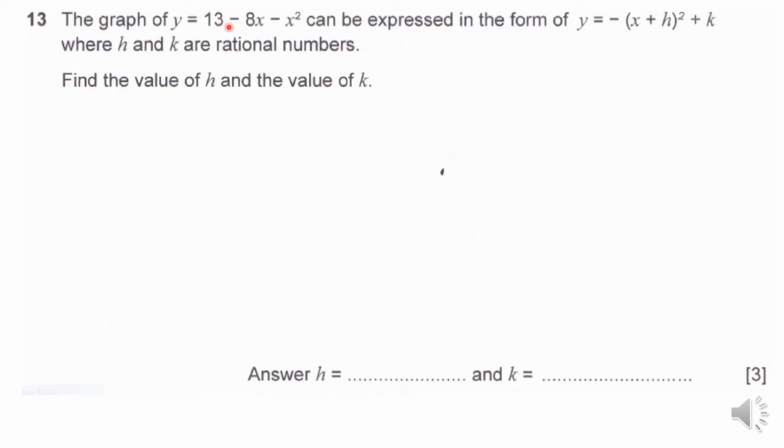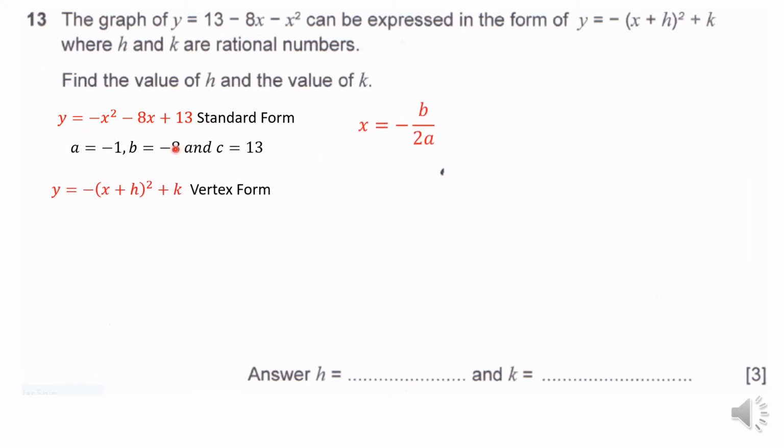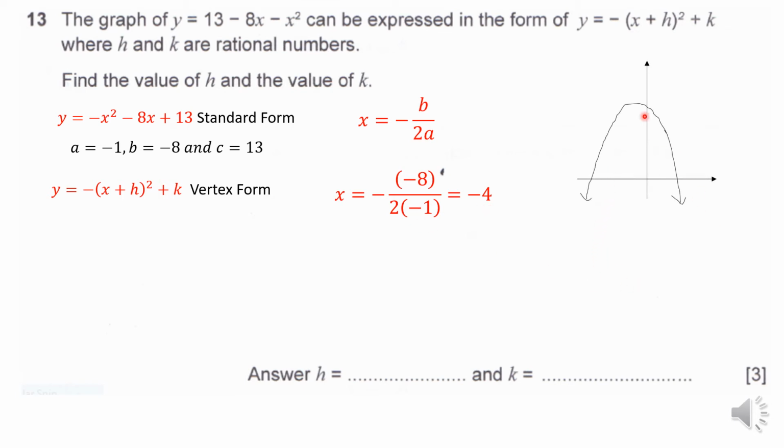Right, so you've got a graph of y equals 13 minus 8x minus x squared that can be expressed in vertex form. So you got to find the values. So first of all, I identify my a, identify my b, and identify my c, and then obviously I know this is the axis of symmetry, x equals minus b over 2a. So b is negative 8 and a is negative 1. So once I solve this, I get x equals negative 4. So this is a parabola essentially where the axis of symmetry is nothing but x equals negative 4.